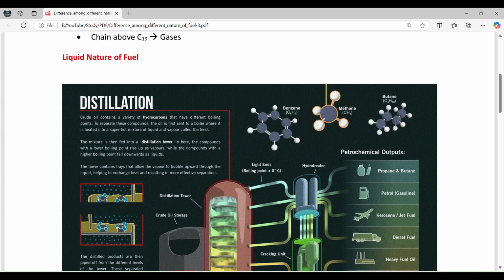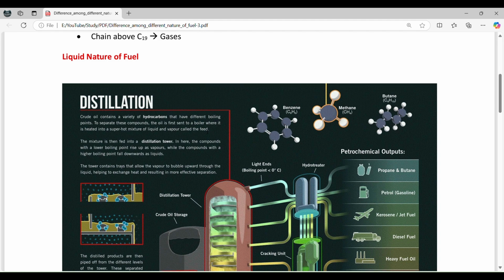Coming to the liquid nature of fuel, before going to that, first we have to know about distillation. What does distillation actually mean? As we said, crude oil contains a variety of hydrocarbons. These have different boiling points. In order to separate these compounds, the oil is first sent into a boiler where it is heated into a super hot mixture of liquid and vapor called the feed.